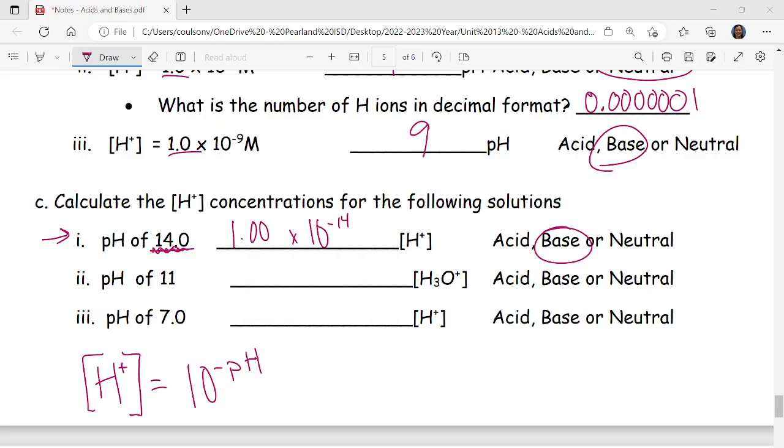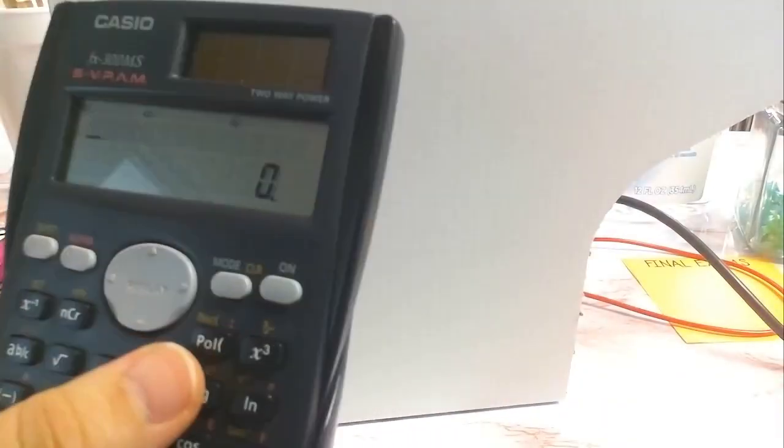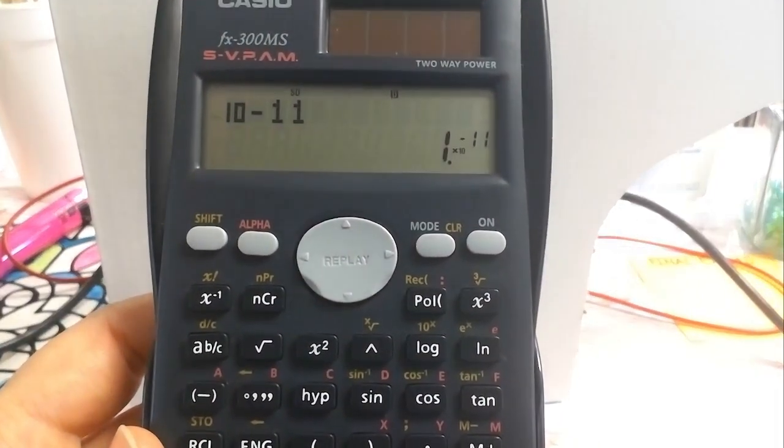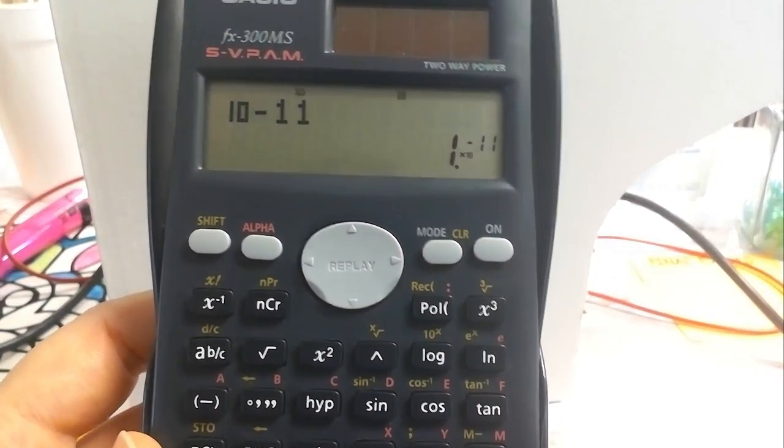What about a pH of 11? If I were to follow this same format, you can plug it into your calculator. Just to make sure that showed up on there. All right, if you're doing pH of 11, you can plug that in as well. So your pH of 11 would be shift log to get 10 on the screen to the negative 11th power, and you get 1 times 10 to the negative 11th.